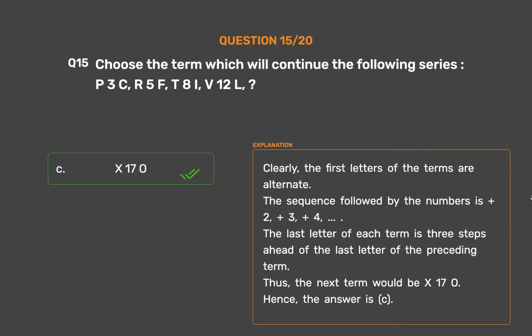Clearly, the first letters of the terms are alternate. The sequence followed by the numbers is +2, +3, +4. The last letter of each term is 3 steps ahead of the last letter of the preceding term. Thus, the next term would be X17O. Hence, the answer is C.